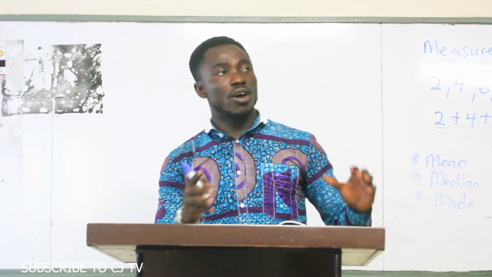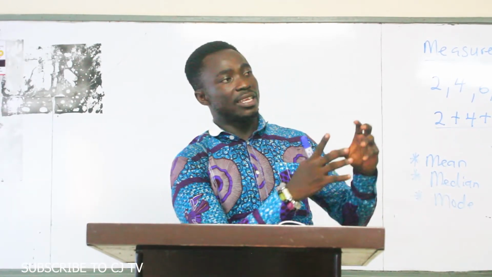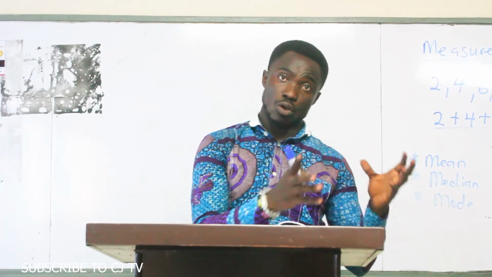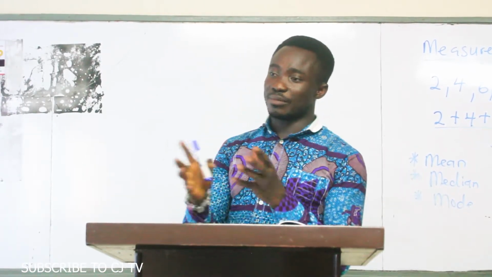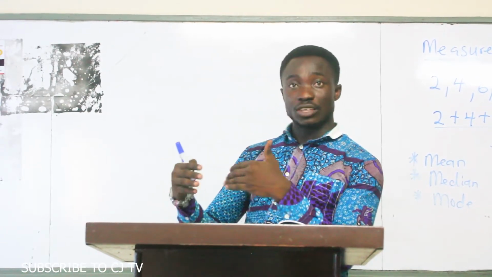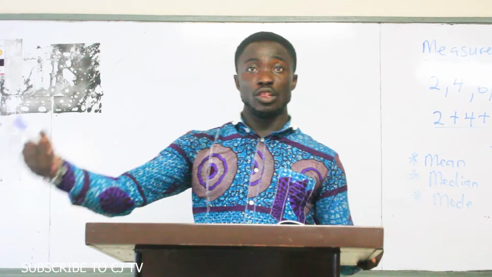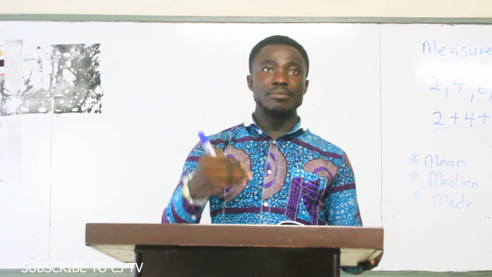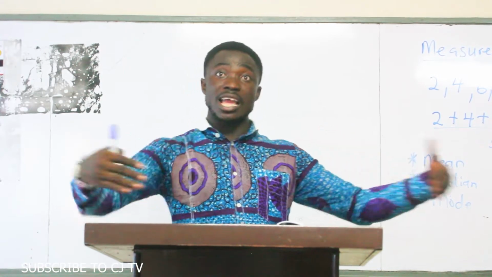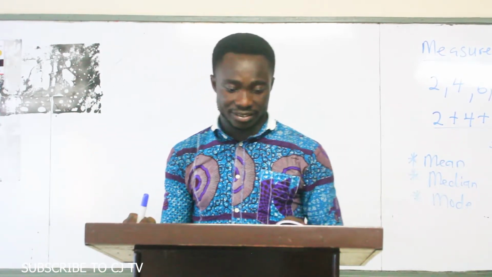On the other hand, if an individual in the class, let's say Kojo, has a score of 8 and the class mean is 10, we can say that Kojo, with a score of 8, has performed below the mean. Now the mean becomes a standard here, and the standard was derived from the norm, which is the class.